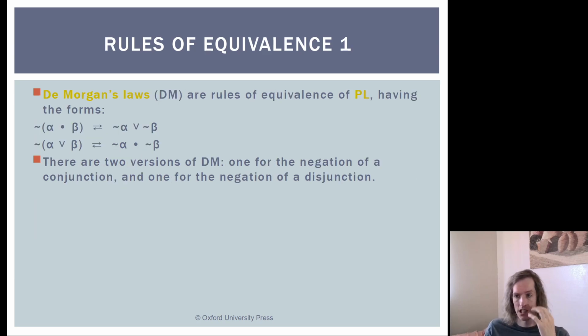The first rule of equivalence is De Morgan's law. This is an incredibly important and incredibly useful one to remember. A lot of the time, when you're stuck on a proof and you're not sure what to do, De Morgan's law is likely to be something that gives you an answer. De Morgan's law has two ways that it does the same thing, but obviously because one of these well-formed formulas is logically equivalent to the other, they can be swapped in both directions.